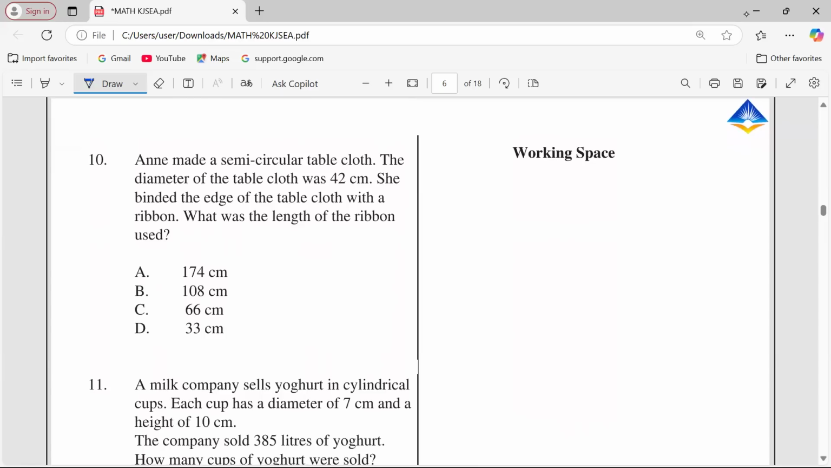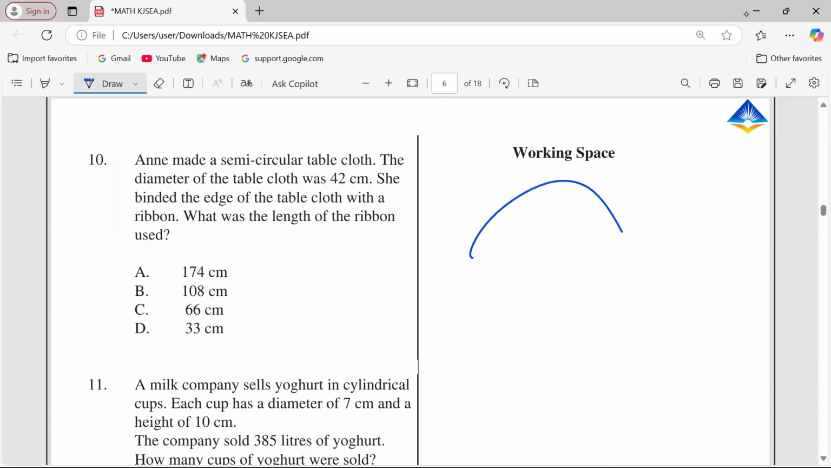Number 10. Anne made a semicircular tablecloth. The diameter of the tablecloth was 42 centimeters. She binded the edge of the tablecloth with a ribbon. What was the length of the ribbon used?